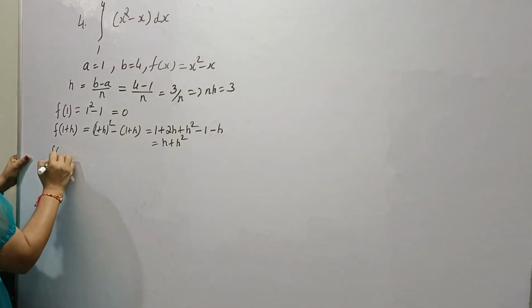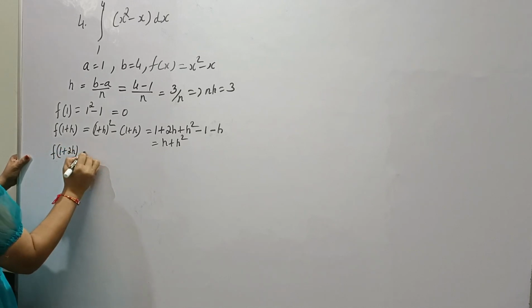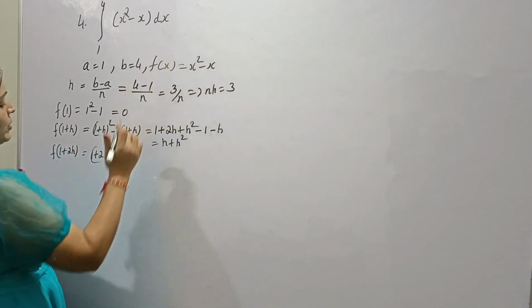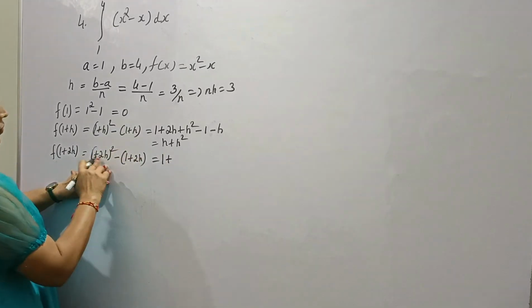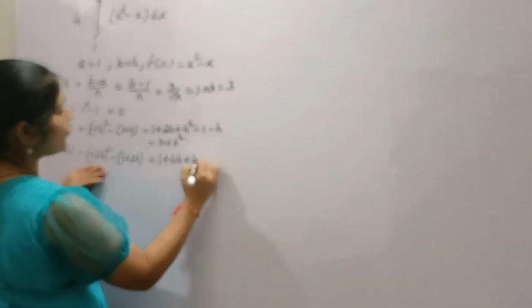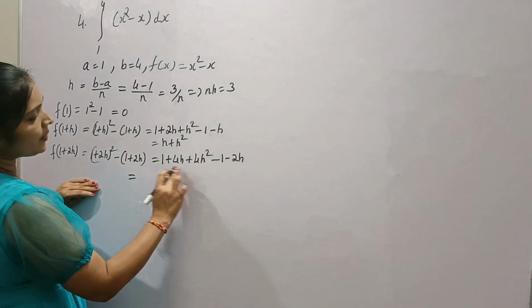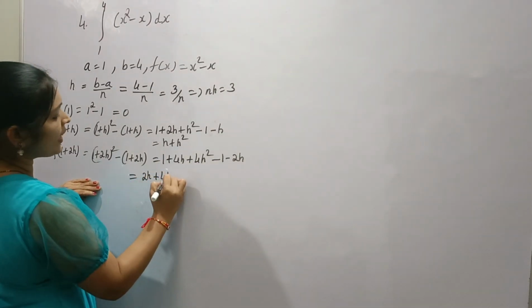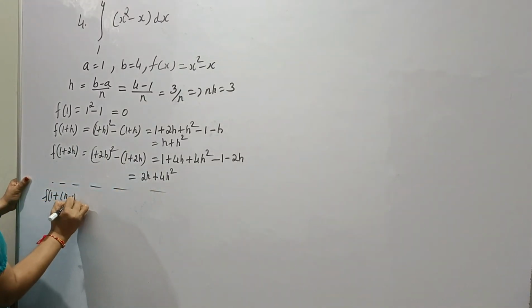Next we will find f of a plus 2h, that is f of 1 plus 2h, that is equal to 1 plus 2h whole square minus 1 plus 2h. 1 plus 2h whole square is 1 plus 4h plus 4h square, here minus 1 minus 2h, that is equal to, here 1 cancelled, 4h minus 2h is 2h, 2h plus 4h square.